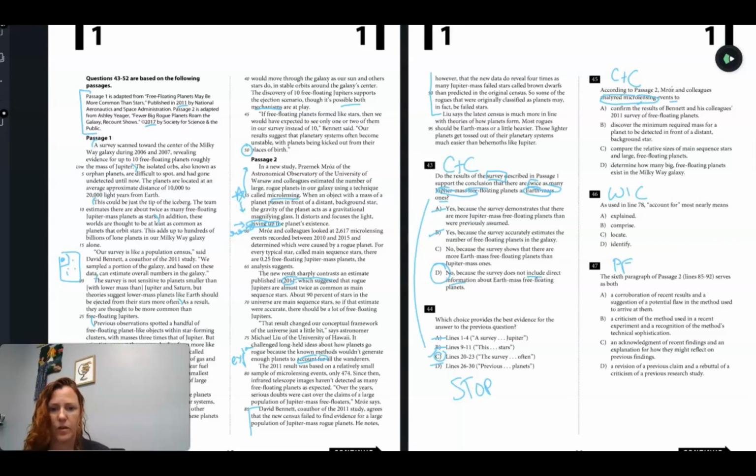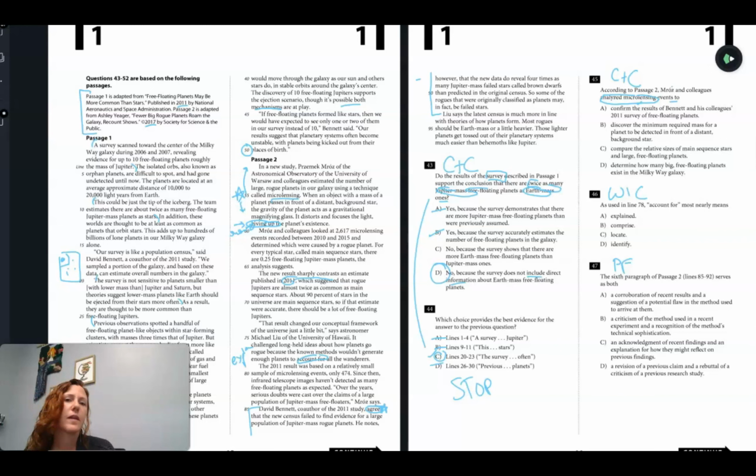Okay, so one thing he does is agree. He notes, however, so this might be a disagreement, that the new data do reveal 4 times as many Jupiter-mass failed stars called brown dwarfs than predicted in the original census. So some of the rogues that were originally classified as planets may in fact be failed stars. So he kind of agrees and disagrees. Liu says the last census is much more in line with theories of how planets form. Most rogues should be Earth mass or a little heavier. Those lighter planets got tossed out of their planetary systems much easier than behemoths like Jupiter.